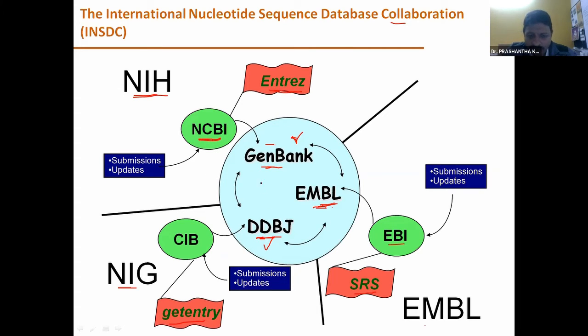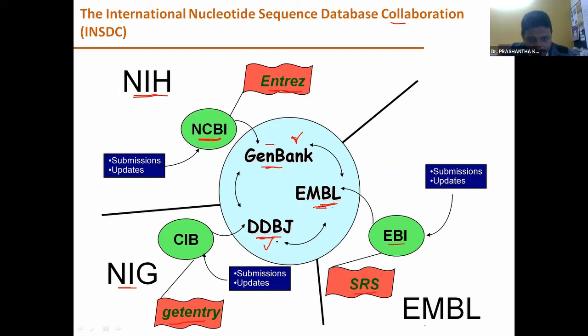Now, it is only the sequence that will be shared on a daily basis. So the services provided by GenBank are different, the services provided by EMBL will be different, and the services provided by DDBJ will be different. Since these 3 are, whether it is a primary database or secondary database or a specialized database, GenBank, EMBL, DDBJ.